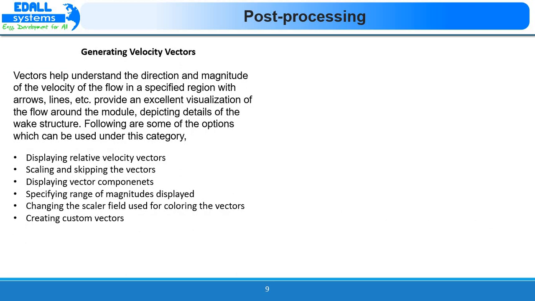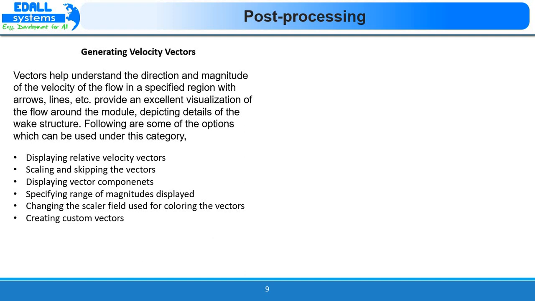The next option is generating velocity vectors. Vectors help us understand the direction and magnitude of the velocity of the flow in a specified region with the help of arrows and lines. It provides an excellent visualization of the flow around the model, depicting details of the wake structure. Velocity vectors are very useful when we have a problem which involves recirculation zones, which we have in our combustion problems. So we can see how the flow is varying and in which direction the wakes are forming, etc.